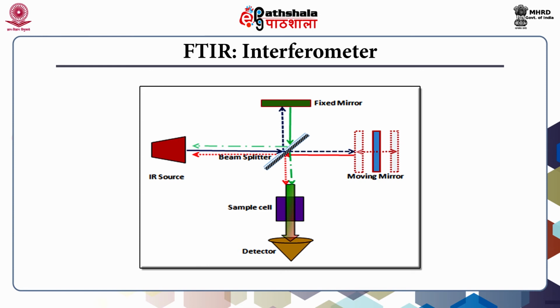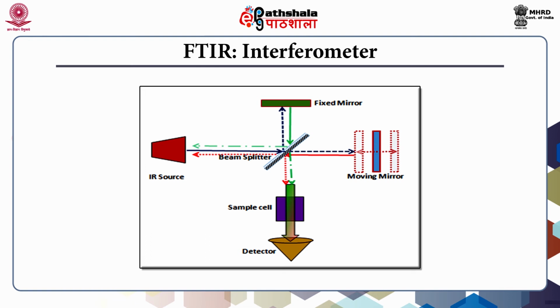Transmitted radiations from the collimator move parallel to each other. The radiation falls on the beam splitter, which splits the beam into two equal parts. One half of the incident radiation is transmitted and falls on the moving mirror, while the other half is reflected and falls on the fixed mirror. As the name states, the fixed mirror is fixed at a defined distance from the beam splitter, and thus the path length between the beam splitter and fixed mirror is constant.